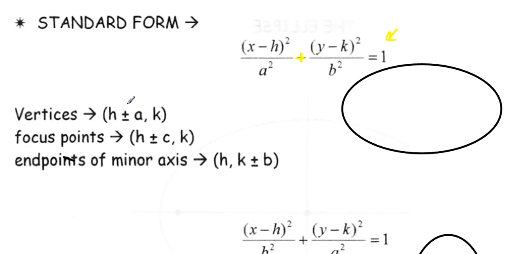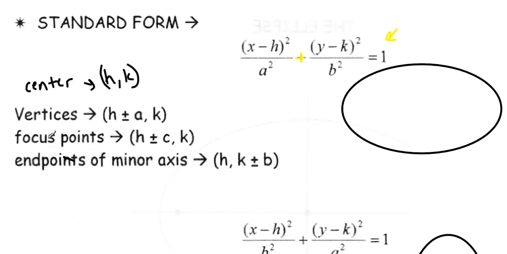To find our vertices, for the x-coordinate, h plus or minus a. For the y-coordinate, it's just our k. This h and k looks real similar to the equation for a circle. The h and the k will find you your center. So the center of our ellipse is (h, k), just like with a circle. And to find our vertices, it'll have the same y value. We'll just move it a units left or right.